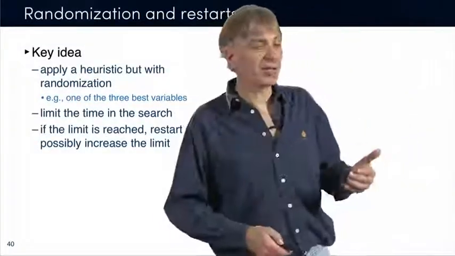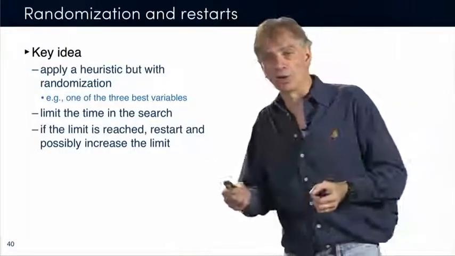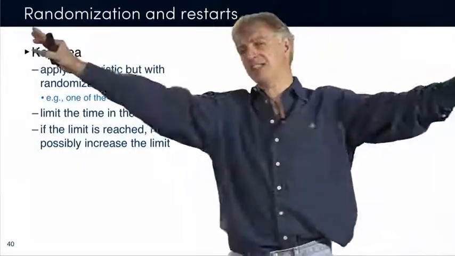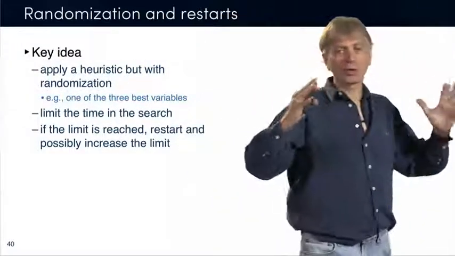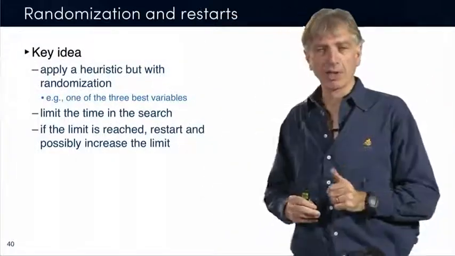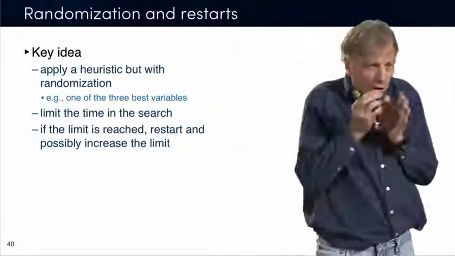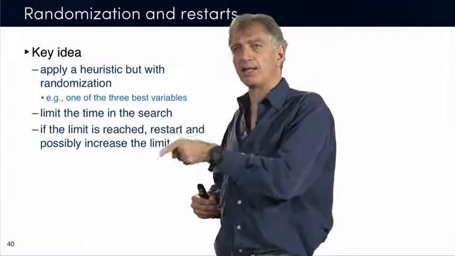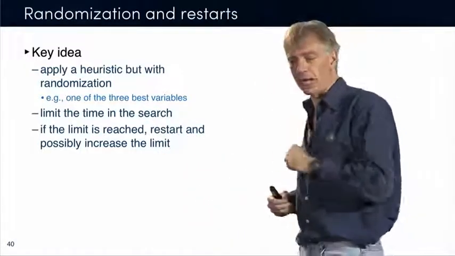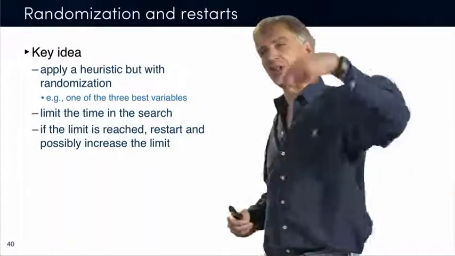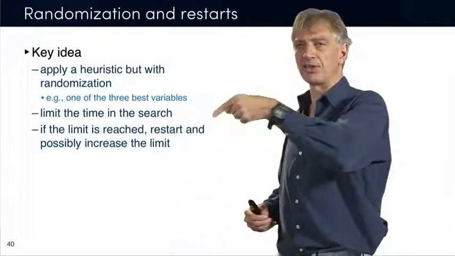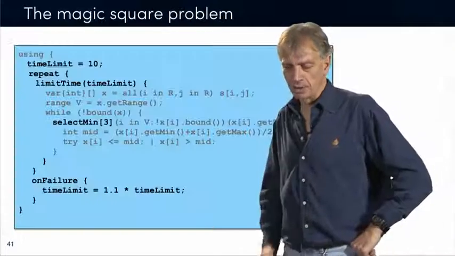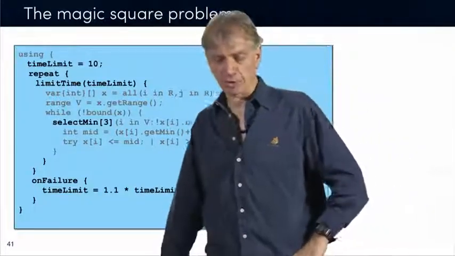Instead of choosing the variable which has the smallest domain, we're going to select, let's say, one of the three variables which have the smallest domain. We just randomize the search a little bit. We don't commit to the variable which has the smallest domain. Then we limit the time we spend, and if we exhaust the time limit, we restart the search, possibly increasing the time limit, so that we improve the chance that we actually find a solution. And this is the only thing that you have to do.